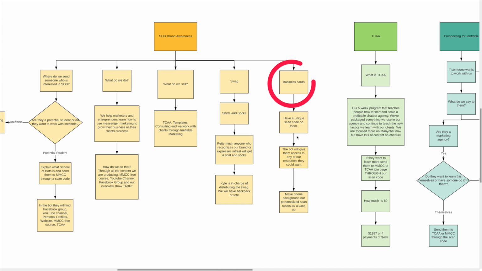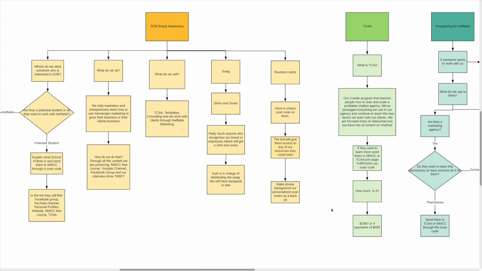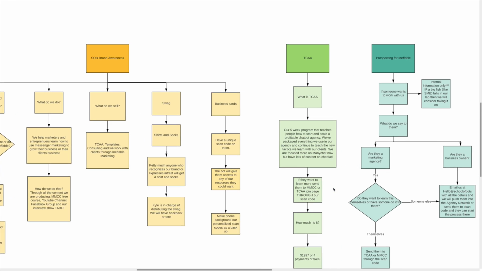Now, this unique scan code is going to drive them to where they'll be able to find our personal profiles, Facebook, LinkedIn. They'll be able to get access to our free course, the Messenger Marketing Crash Course. They'll be able to look up more information on our company. If they want to work with us from the Ineffable Marketing side of things, they'll be able to go down that path of, I want to work with you guys, submit information, and see if this is something that we want to work with them as well. Or send them through our Chatbot Agency Partner Network and work with one of our students.